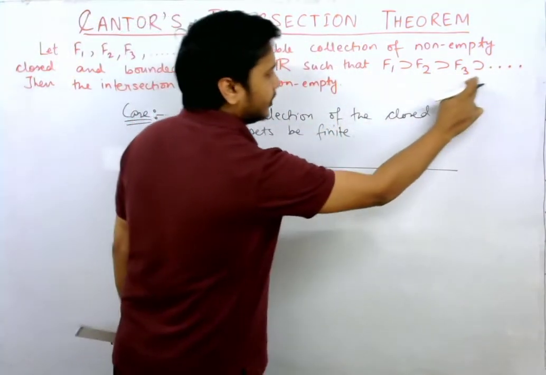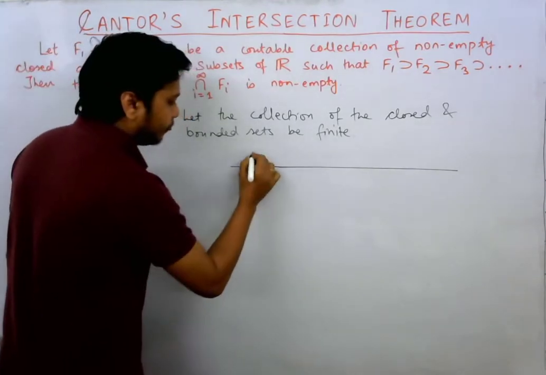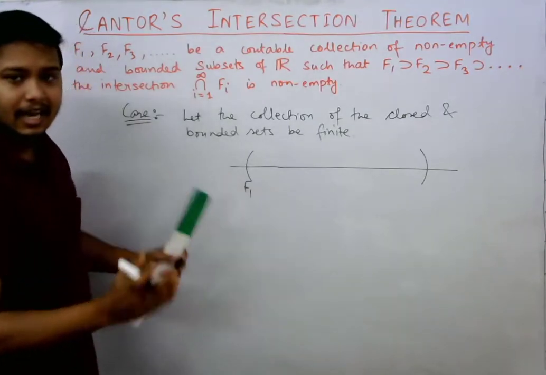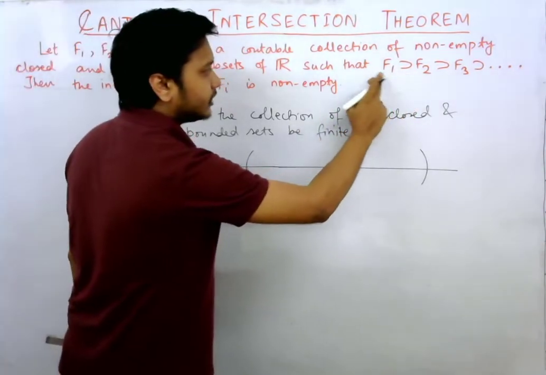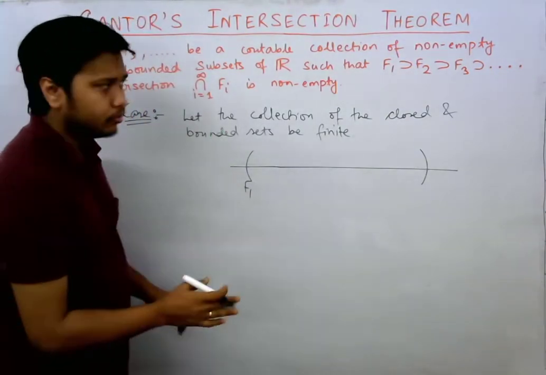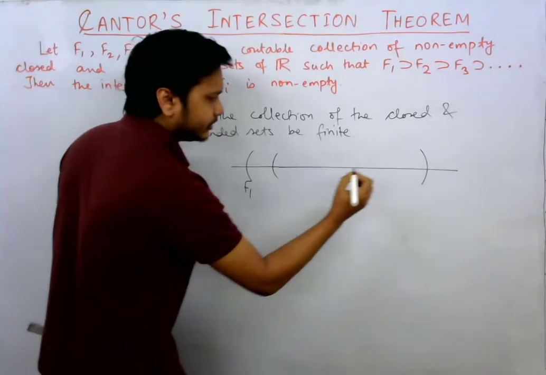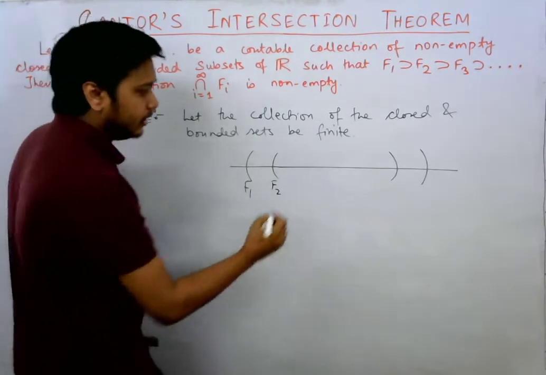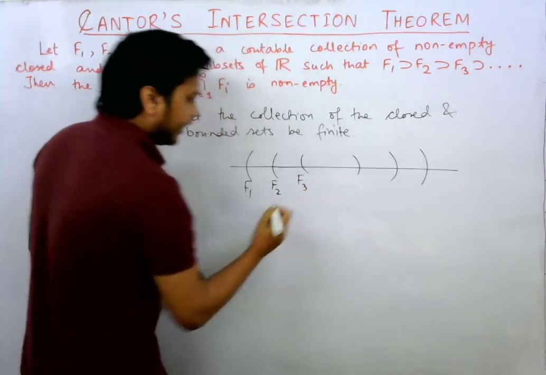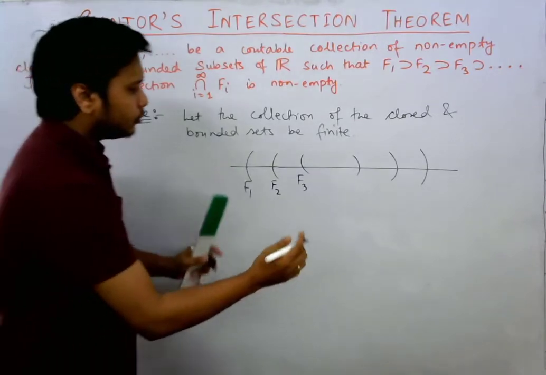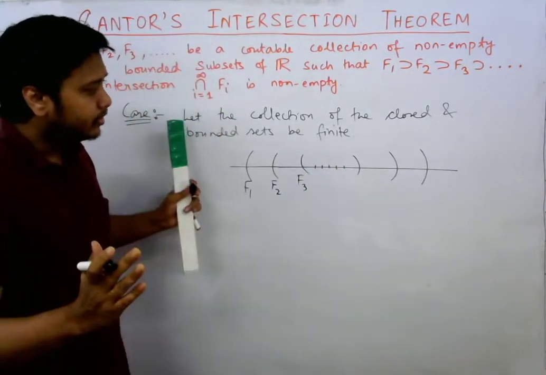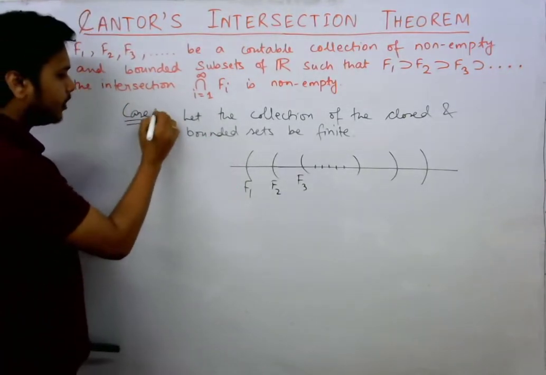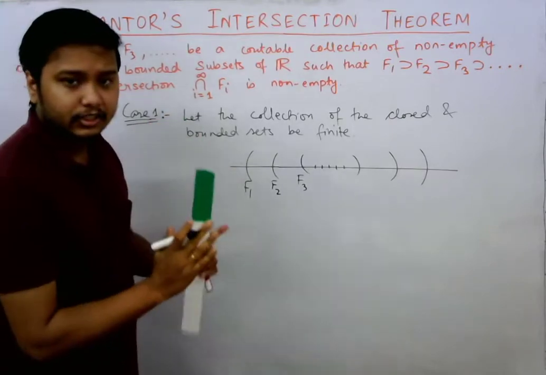If this property has to be maintained, that means F1 is the largest set, right? Then comes F2 which lies inside F1, or it might be equal to F1 itself. So let's generalize: let's take that F2 is smaller than F1 and lying inside F1. Similarly, F3 is again going to be smaller than F2 and lying inside F2, and so on. This process goes on, right? So we are taking an intersection of all these. Now in this case, case number 1, I have considered that the collection is finite.